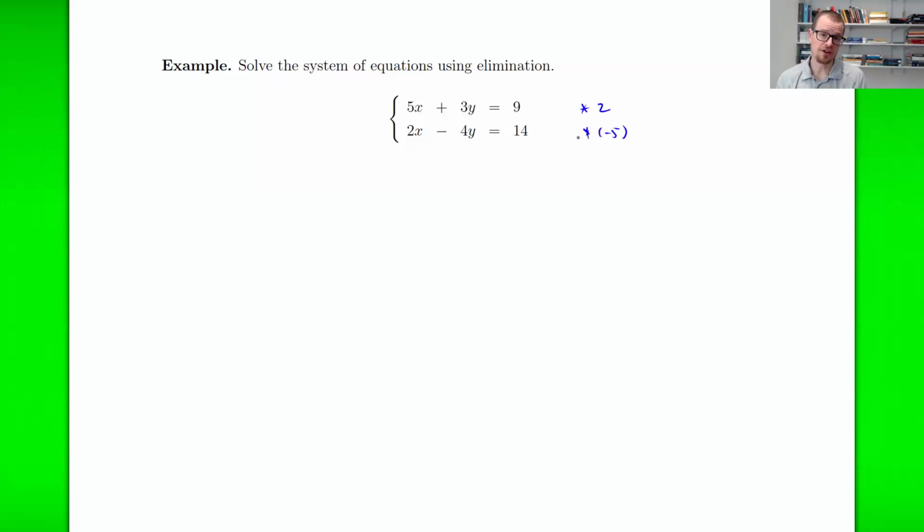Now, that doesn't change either equation in terms of what its solutions are. Therefore, it doesn't change the system of equations and what its solution is. So we end up with what's called an equivalent system of equations. So when I multiply by 2 for our first equation, I get 10x plus 6y is equal to 18. When I multiply the second equation by negative 5, I get negative 10x plus 20y is equal to negative 70.